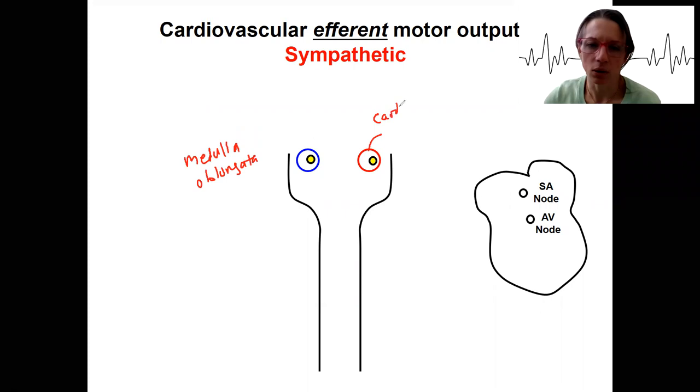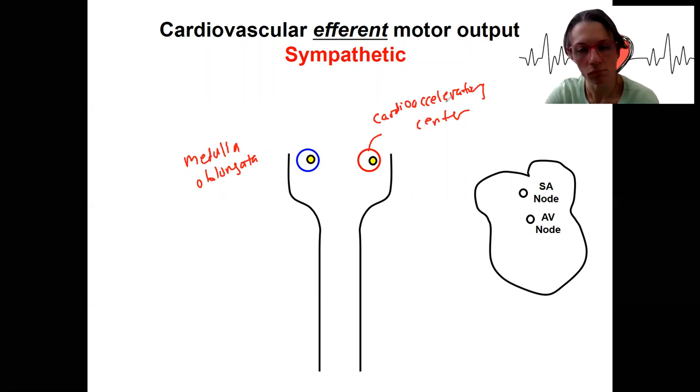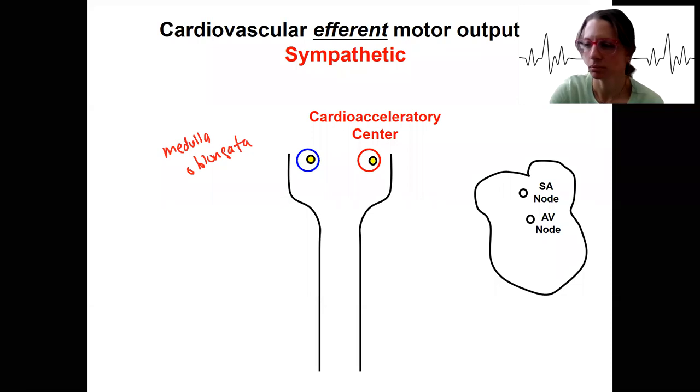This is our cardioacceleratory center. And of course, again, I have that, it's going to pop up in a moment here. Okay, that is going to innervate our nodes as well. These are sympathetic fibers in this case.